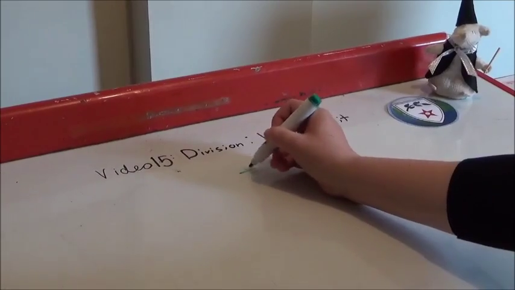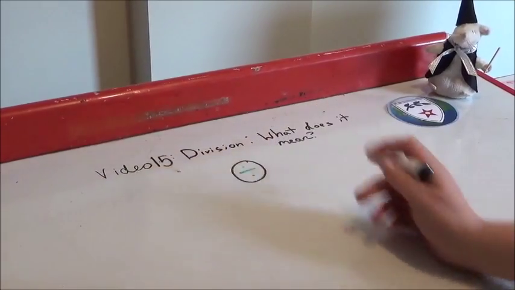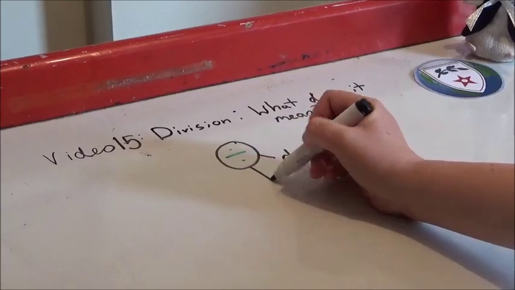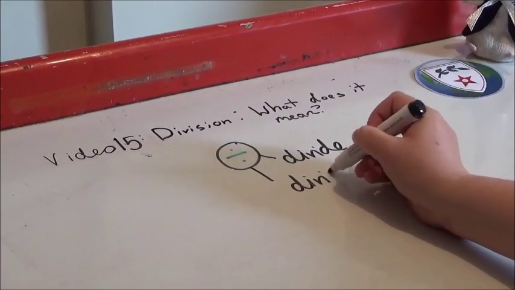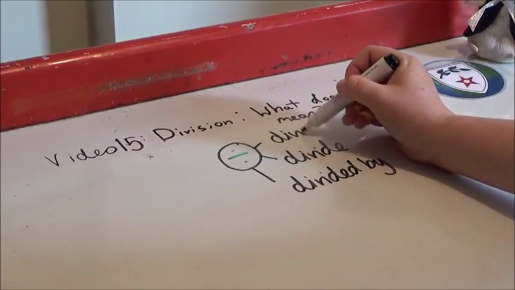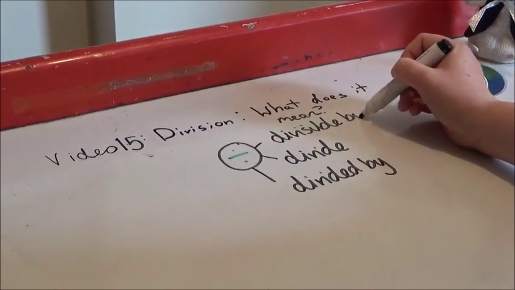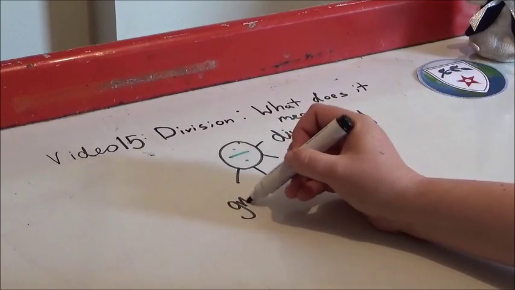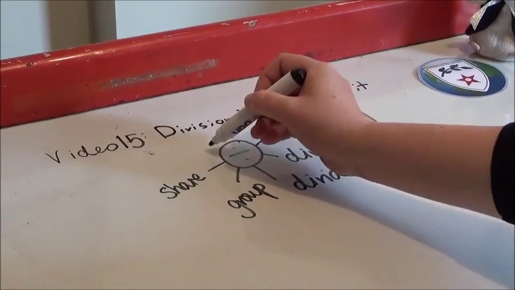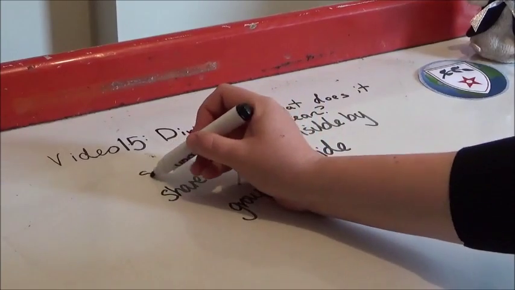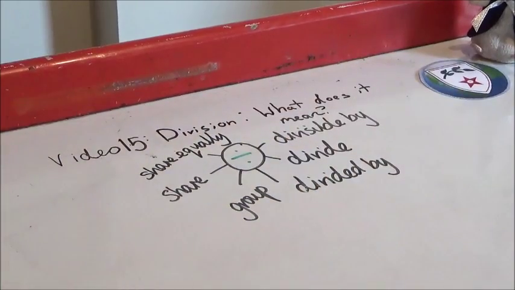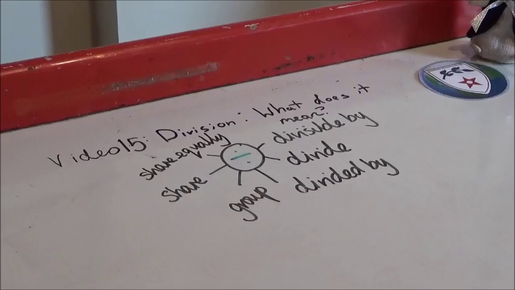So, the division symbol looks like this. And the vocab that we have for division is obviously divide, divided by, divisible by, group, share, and share equally. So they're the words, but what does it actually mean?